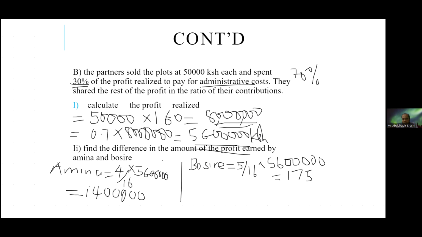So we find the difference. So we subtract, we take 1,750,000. We subtract with 1,400,000. So what's the answer? The answer is simple. What's the answer? 350,000. So that's the difference in the amounts. So in your shillings.